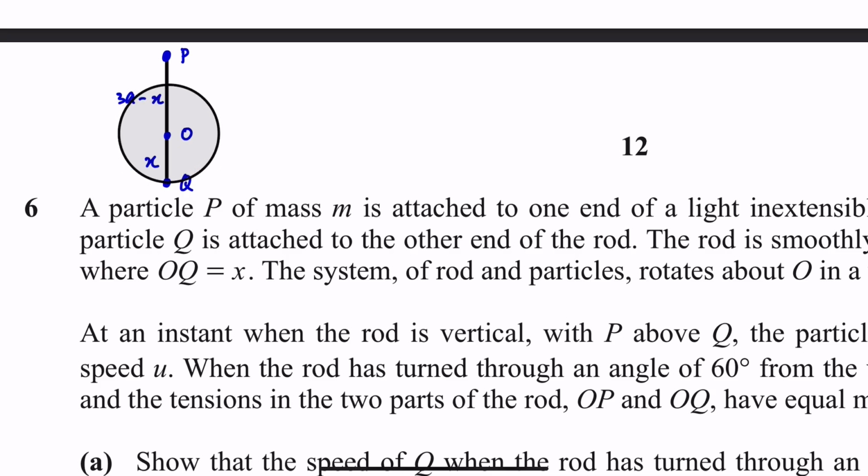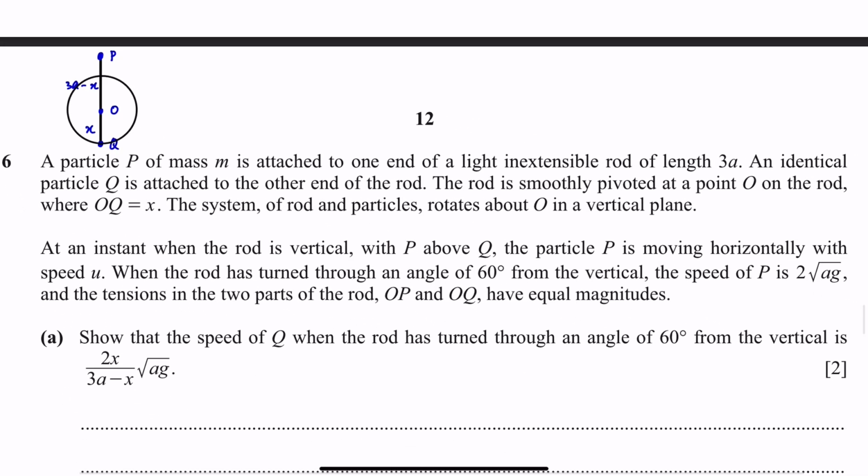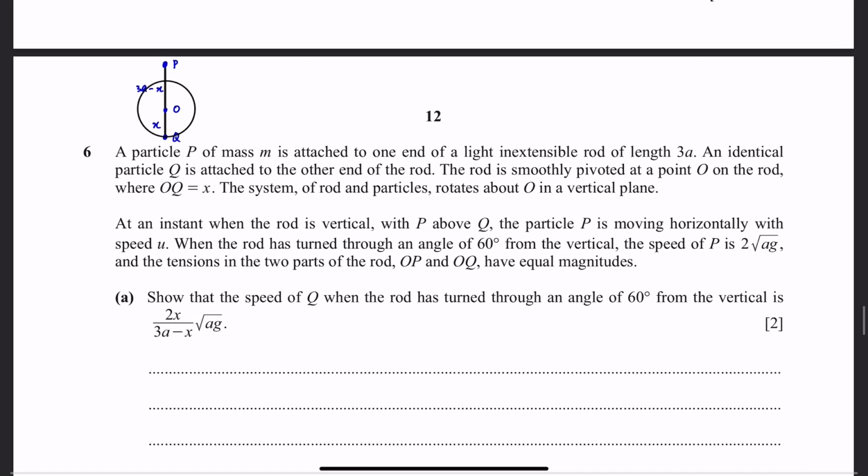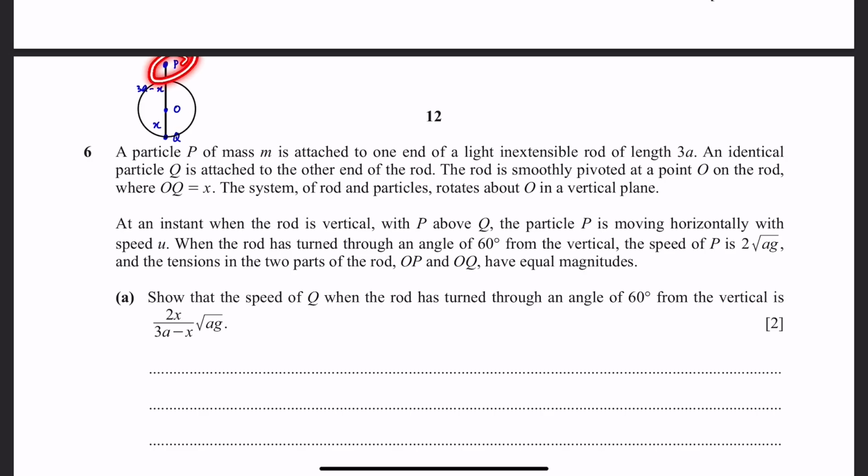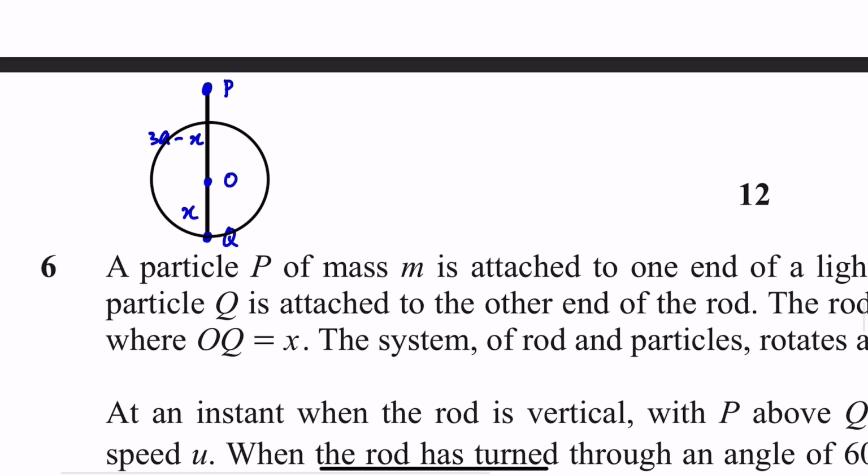So it moves in this circle. Alright? At the instant when the rod is vertical, with P above Q, the particle is moving horizontally with speed U. So P has a speed U.